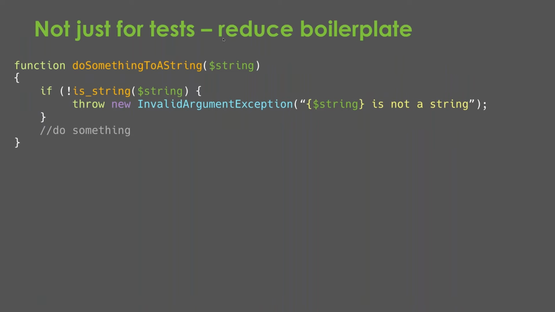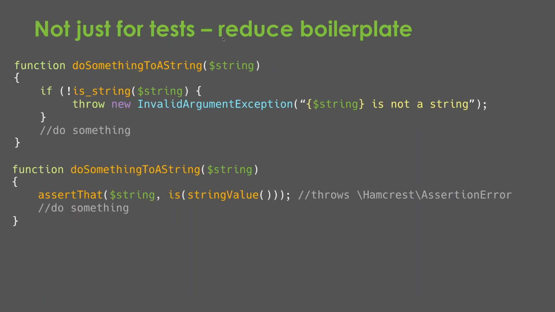So I'll just very quickly finish with a couple of other things you can use Hamcrest for. It's also quite cool for reducing boilerplate. If you can't use PHP 7 scalar type hints for any reason, then you might do something like: if it's not a string, then throw an invalid argument exception. Well, you can do the same thing in Hamcrest. A little bit more expressive, just one line of code, reads very easily.